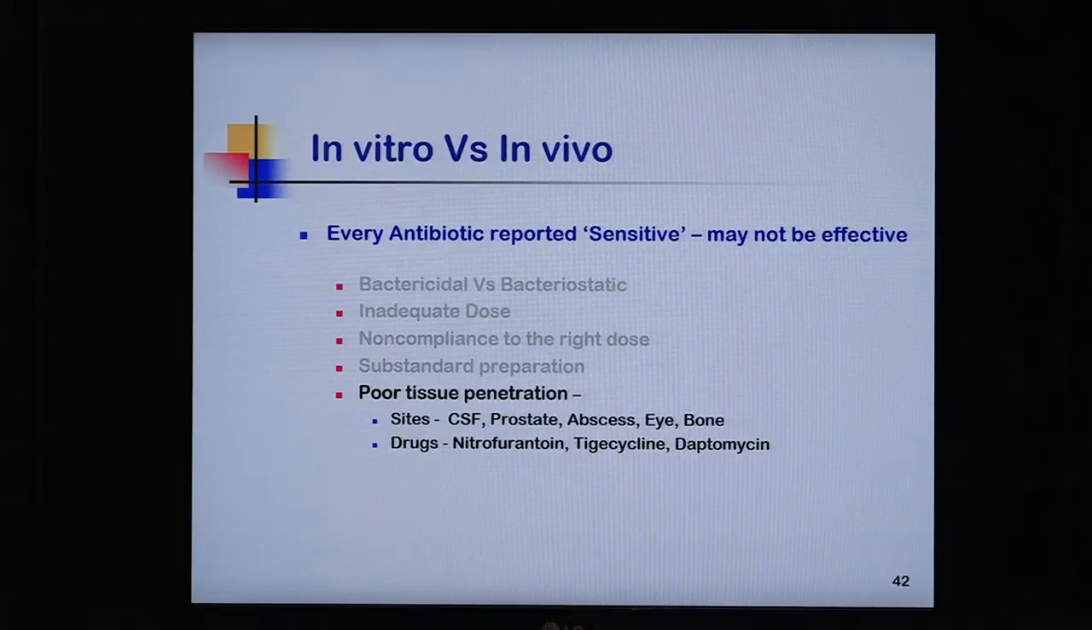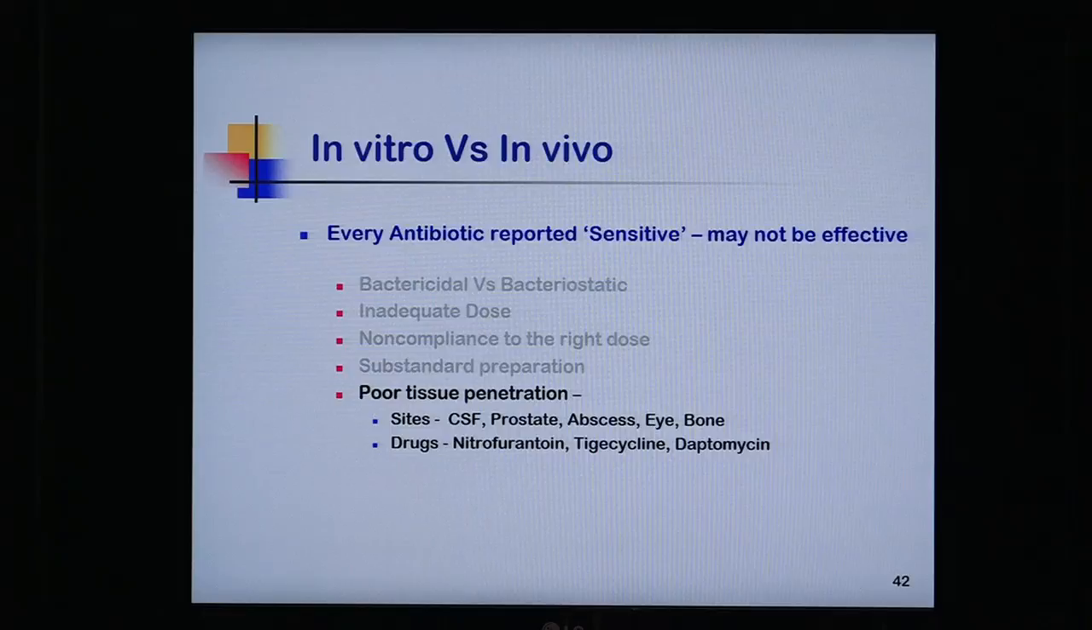Tigecycline should not be a drug of choice for septicemia because it does not achieve sufficient concentrations even to the level of MICs. And there are treatment failures reported, and even the CDC has actually raised an alarm that this drug should not be used for septicemias. It's a very good drug for skin and soft tissue because it achieves very good concentrations. Daptomycin is inactivated by surfactant in the lung, so you cannot use this.